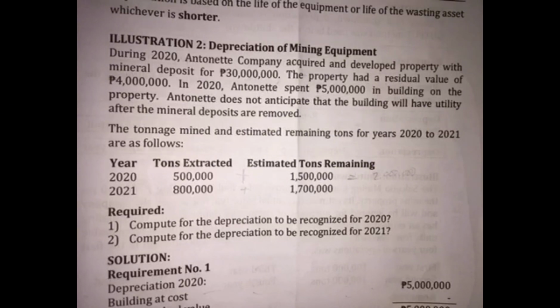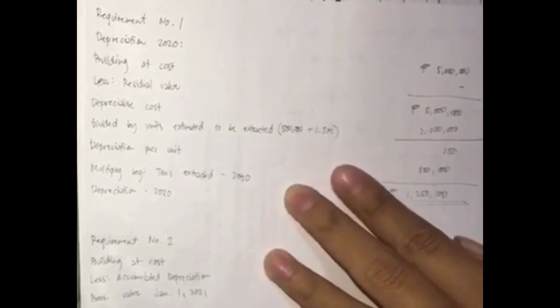So, sa year 2020, na ay 500,000 tons extracted. Then, estimated tons remaining is 1,500,000. Sa 2021 is na ay 800,000 tons extracted. Then, 1,700,000 estimated tons remaining. Required. Number 1, compute for the depreciation to be recognized for 2020. Requirement number 1, so depreciation 2020.